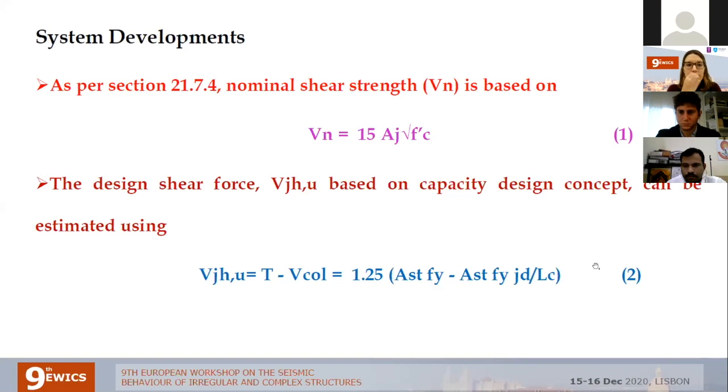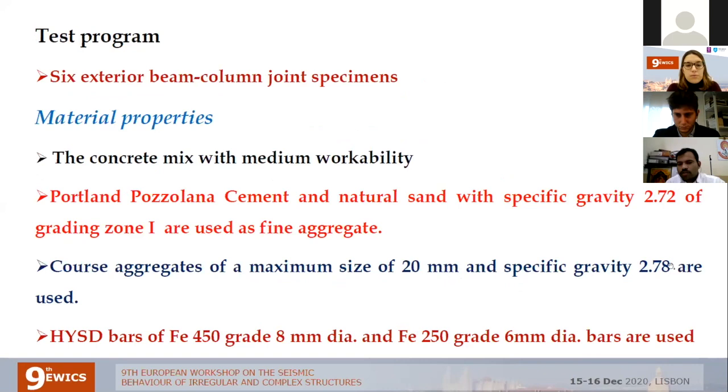Now moving towards the test program, for experimental study, we consider six exterior beam column joints designed as per the IS 456 with variations such as joint shear reinforcement and headed bars. The specimens are prepared and tested under the cyclic and the reverse cyclic loading in the laboratory.